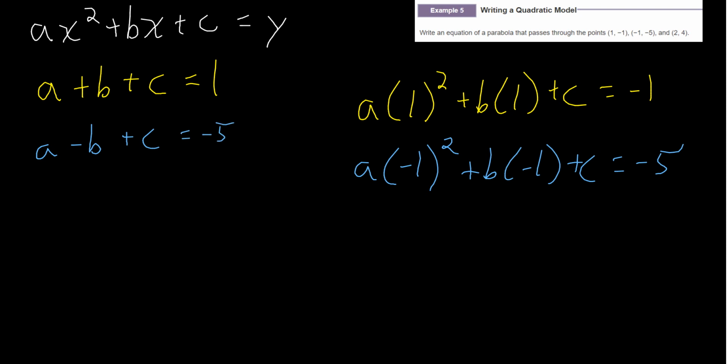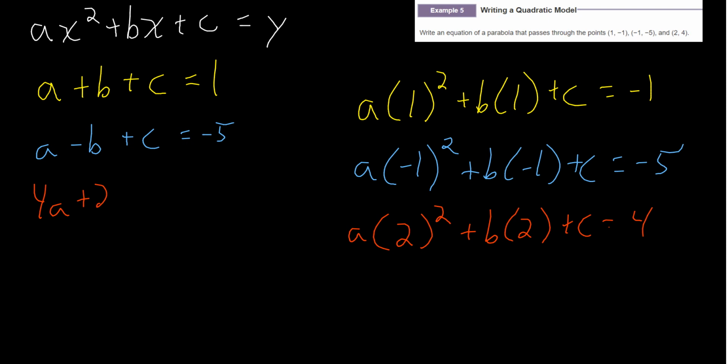And then lastly, we have this point here, 2, 4. So we're going to say a times 2 squared plus b times a positive 2 plus c is equal to 4. Cleaning that up, we have 4a plus 2b plus c, and that's equal to 4. Again, all I did was use these 3 points. I'm trying to color coordinate so we can see exactly what we're doing here.